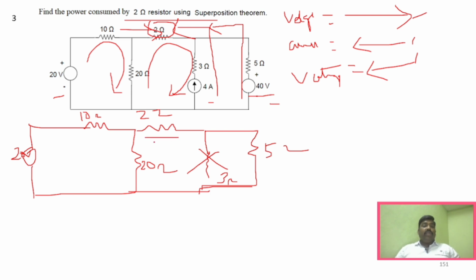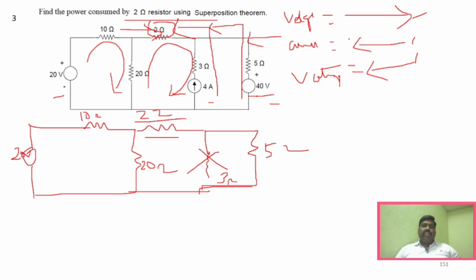Now you have to simplify this circuit and find the current across this particular resistor. Then you take only this current source, and if you take only this current source, you find the current across this particular resistor. Similarly, if you want to consider only this voltage source, you remove the current source again, short circuit the other voltage source, approach the circuit from this side, and find the current flowing across the 2 ohm resistor.